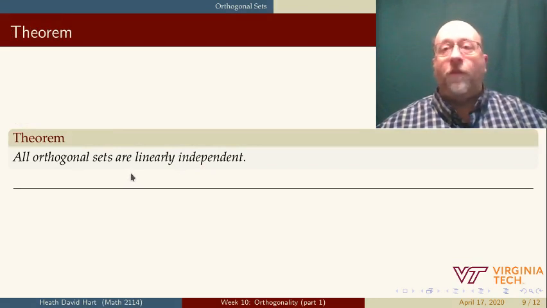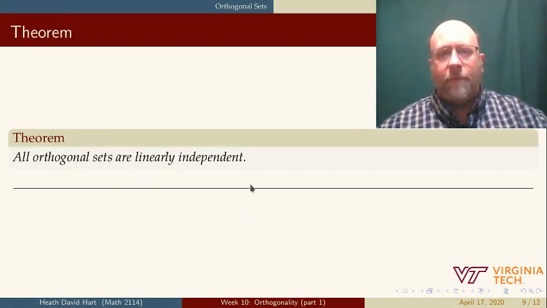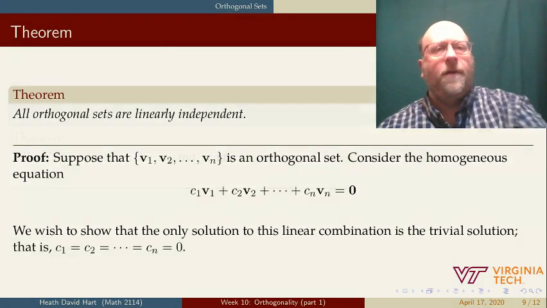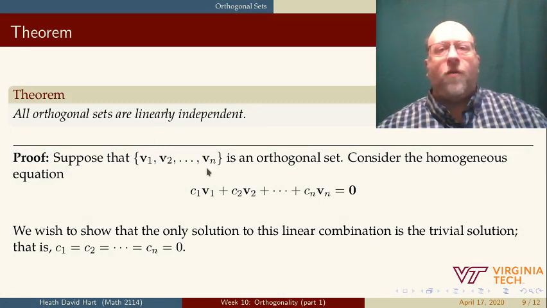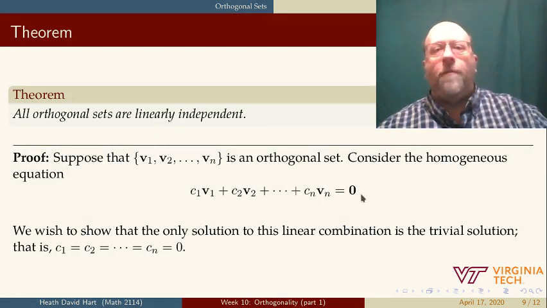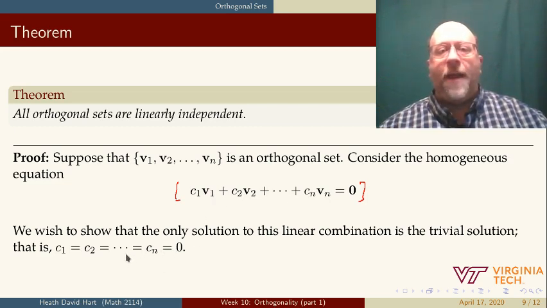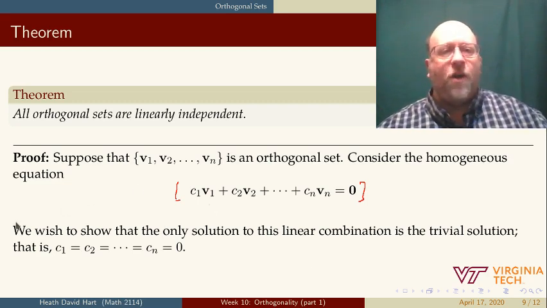All orthogonal sets are linearly independent. We'll actually take a moment to prove this. It's not a hard proof. Let's say we have an orthogonal set, and we form the homogeneous equation. In order to be linearly independent, there can be no free variables in this homogeneous equation. That's what it means to be linearly independent: the only solution is going to be the trivial solution. We're only going to have that one solution because there's no freedom in this system. So that's what we want to show. We want to show that all of these coefficients have to equal 0.